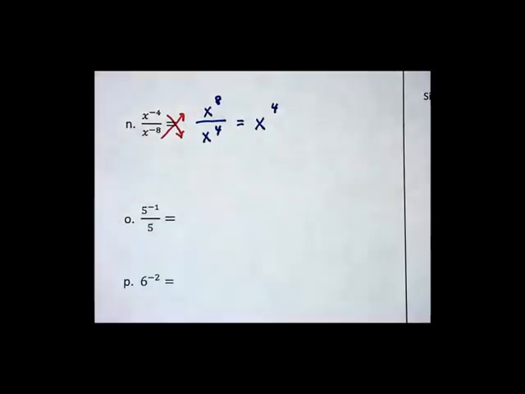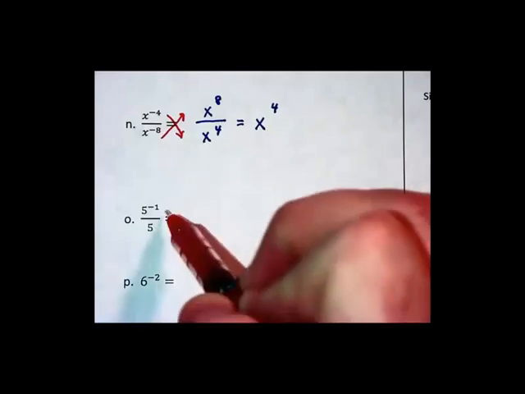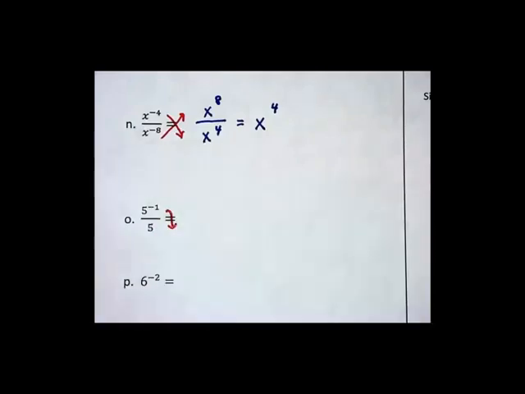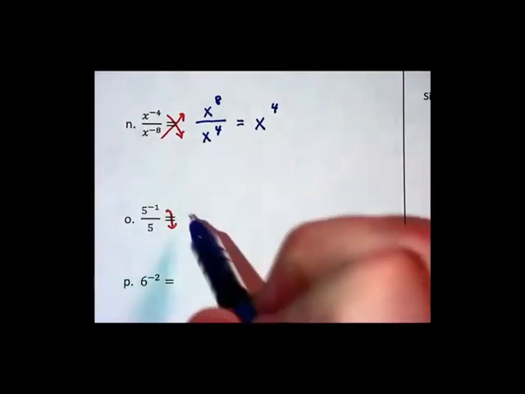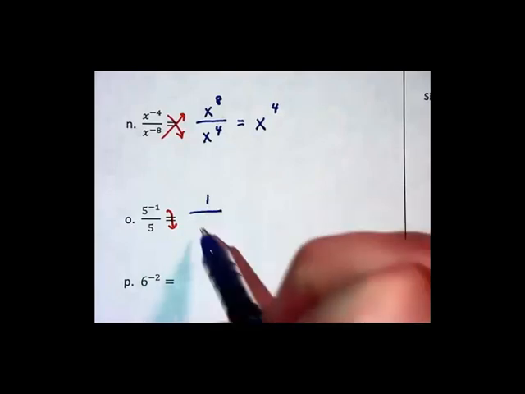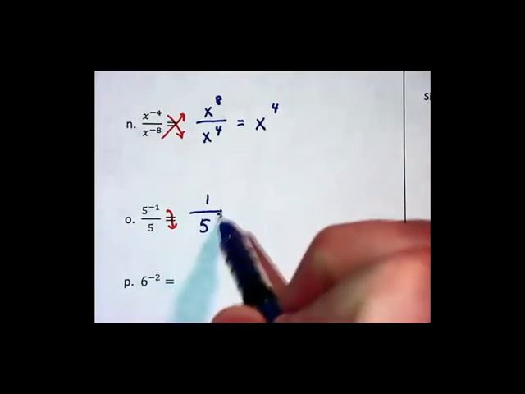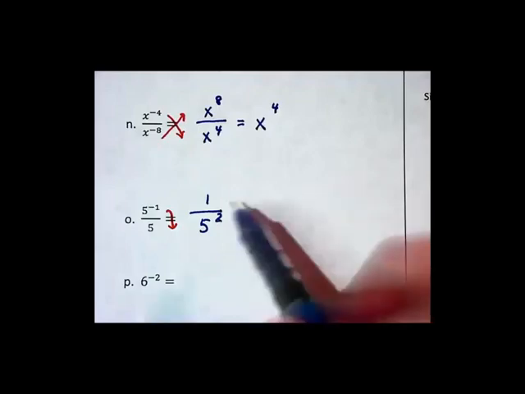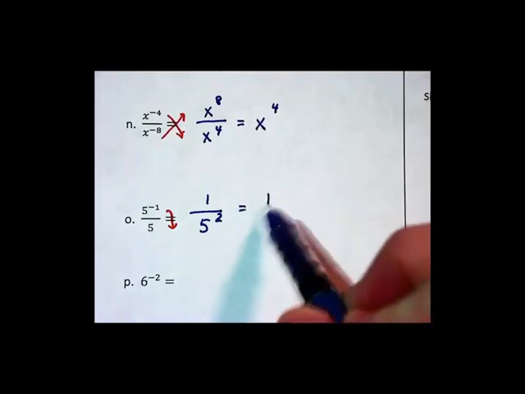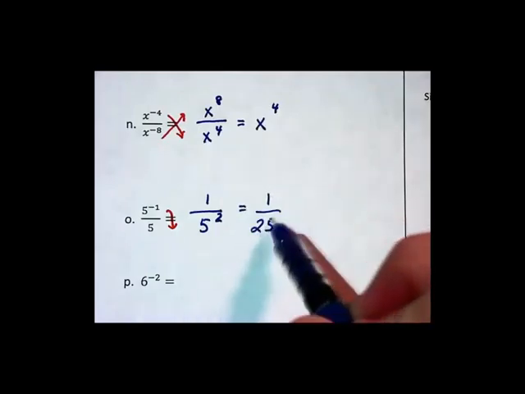In problem O, this 5 to the -1st is going to come down to the denominator. We're going to have a placeholder of 1 up above. We now have 2 5's being multiplied together in the denominator, and that becomes 1/25.